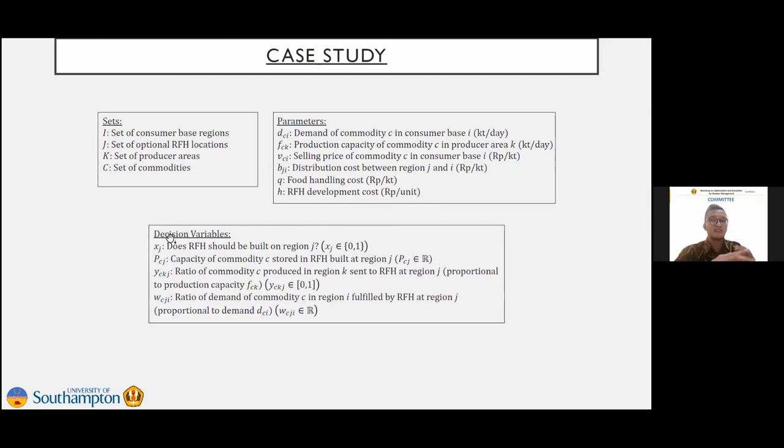So XJ represents the 27 municipalities and regencies or districts. Let's say the regional food hub will be established in a particular district or regency. And then for the sub network, we have P and Y. So we have four sets here: I is the set of consumer-based regions, and J is a set of optional RFH locations. So we collect the RFH locations first. The third set is the set of producer areas. And the fourth one is a set of commodities, the eggs, rice, and so on, which is part of our discussion.